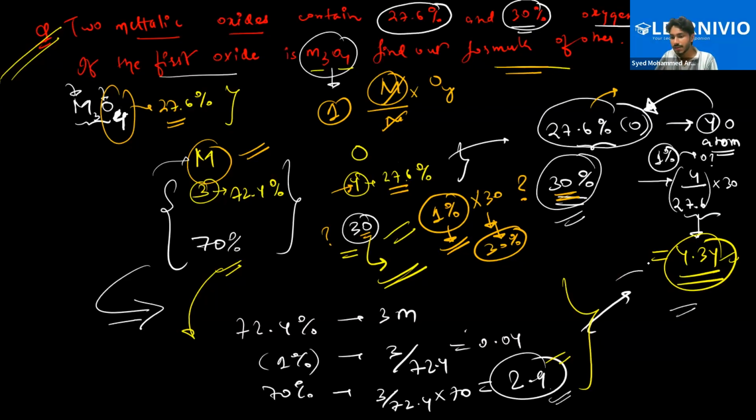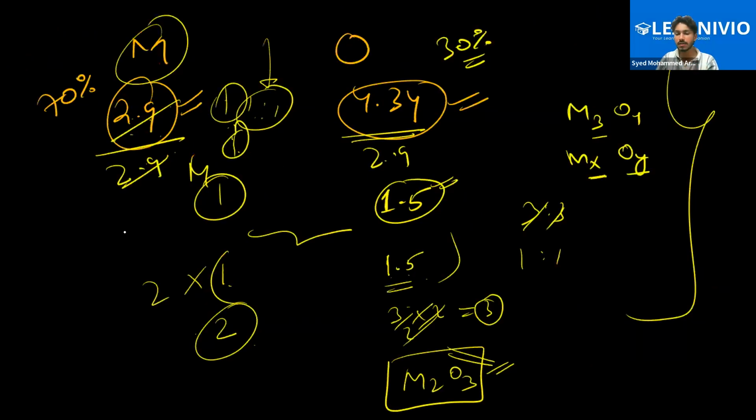Because oxygen is there in a larger quantity, which is 4.34. If I divide this by 4.34, I'll get again 0 point something, and I'm not able to get the whole number. Understood? So in order to get the whole number, I need to divide by the smaller number, which is the element in constant proportion, here the metal. So if I divide this by 2.9, I'll get 1. So 1 is my metal in constant proportion, and 4.34 divided by 2.9 is the oxygen, which is 1.5.